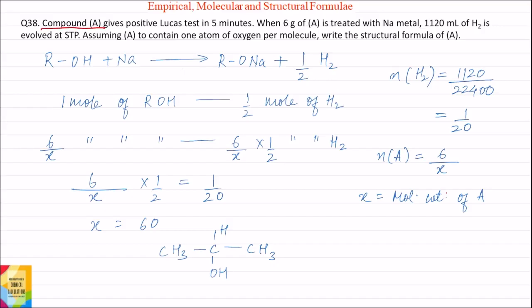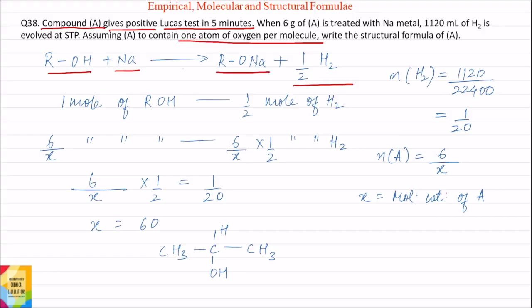Compound A gives positive Lucas test in 5 minutes. Usually Lucas test is used to differentiate between primary, secondary and tertiary alcohols. The secondary alcohols give Lucas test in 5 minutes. Now this given compound A contains only 1 oxygen atom per molecule. So it has 1 OH group and it is a secondary alcohol. Now the general reaction of alcohols with sodium metal is ROH plus Na forming RONa plus half mole of H2.